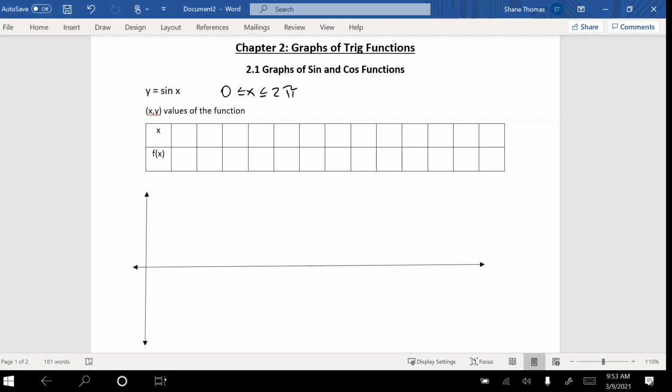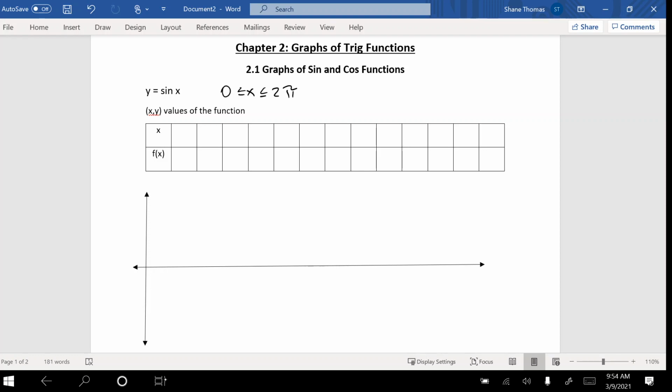So now for my x values, I'm just going to break these down into basically what we had on the unit circle. On the unit circle, we had sixths, thirds, halves and quarters, right? Those are pretty much what we did. All right, so I'm going to make this every sixth.